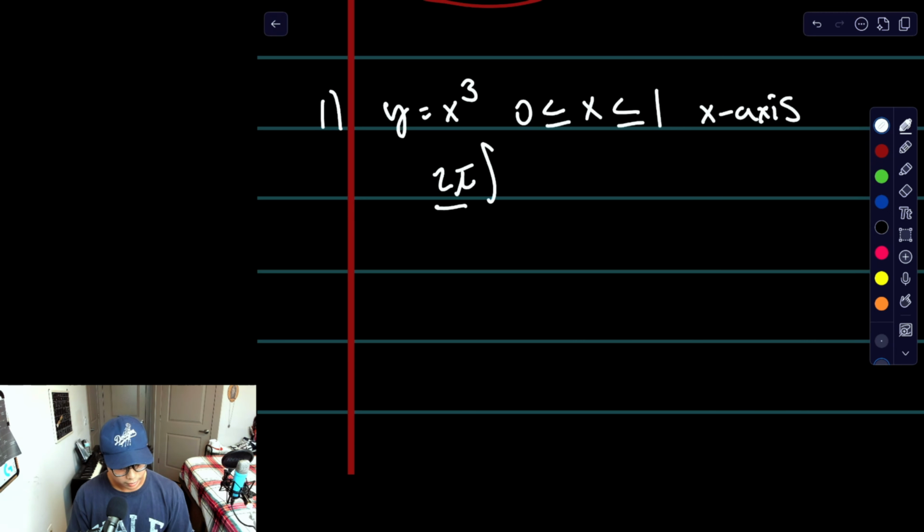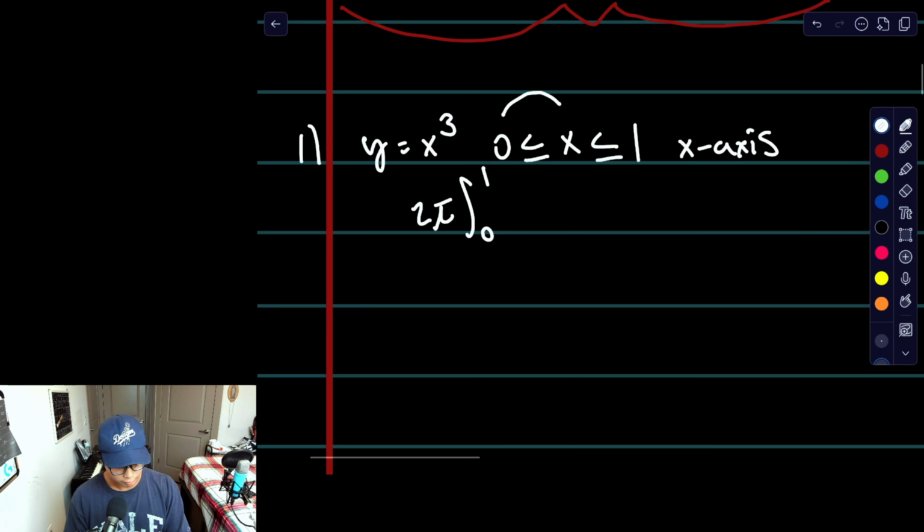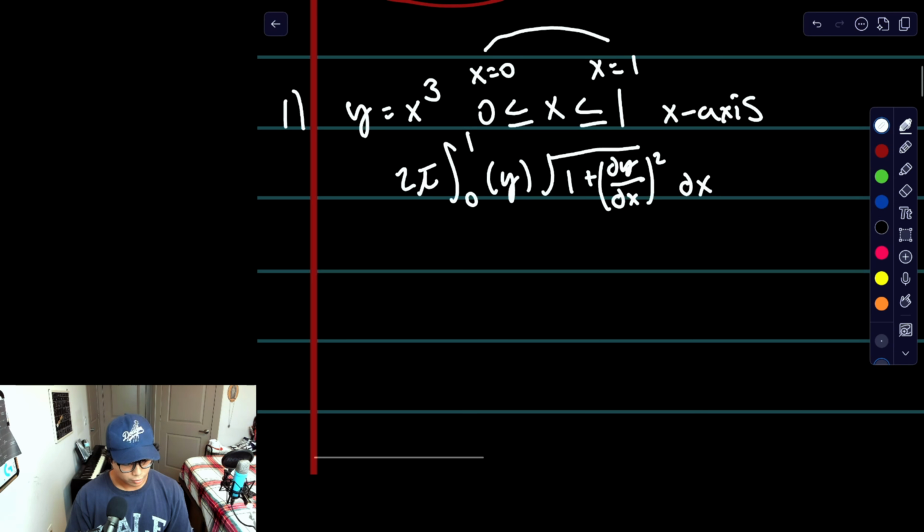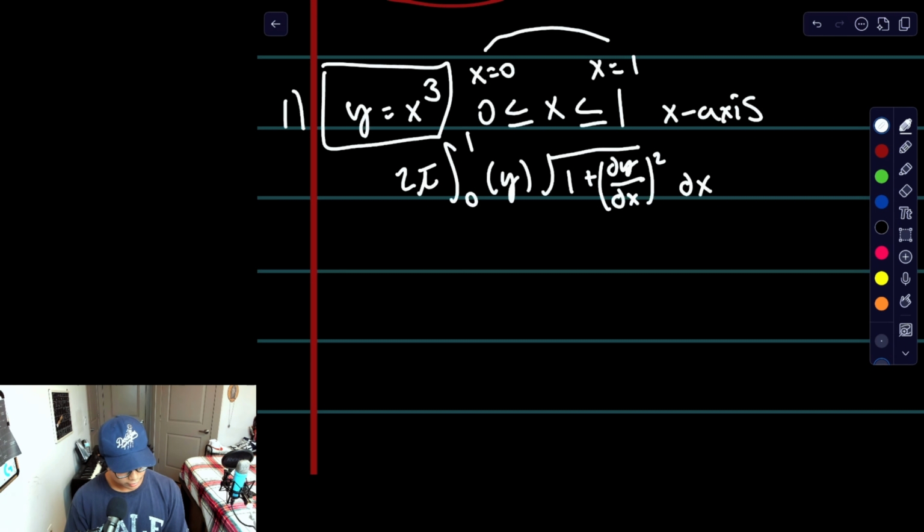Of course, we put the 2 pi in front and then the integral from 0 to 1, which I got from this inequality right here, since this is stating that x equals 0 and x equals 1, which are your bounds, and then y times the square root of 1 plus (dy over dx) squared dx. And if you're wondering why I chose this in specific, remember what I said earlier, since we are rotating about the x-axis, what we're multiplying by in the front will be the opposite, which is y right here. And y comes from our original equation y equals x cubed.